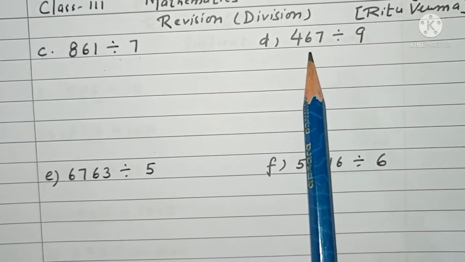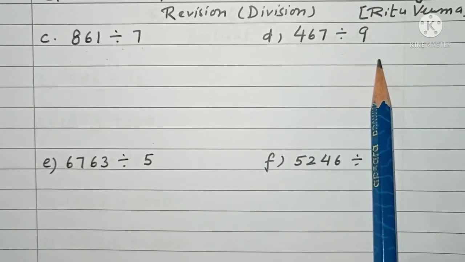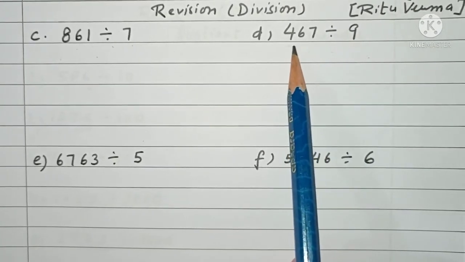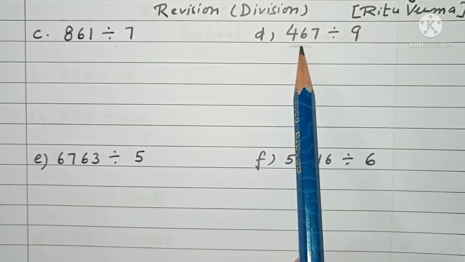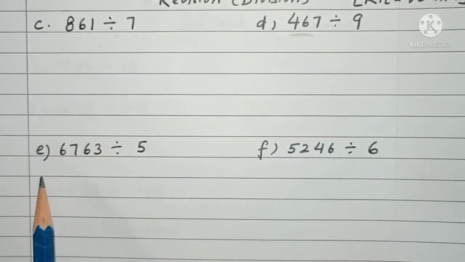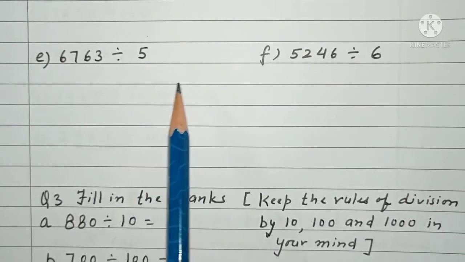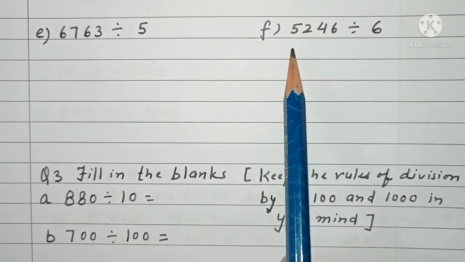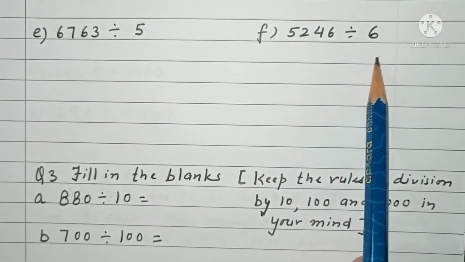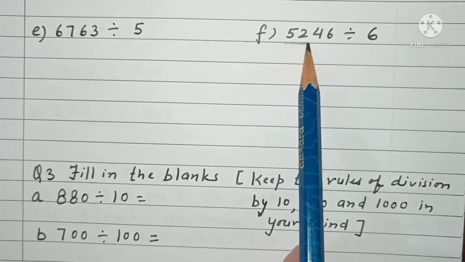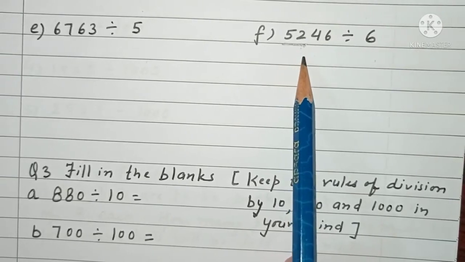And D part is 467 divided by 9. So think, when the divisor is greater than the highest digit of the dividend, you have to join the digits. You have to combine the digits and then solve accordingly. Fine. And in E part, we have 6763 divided by 5. And in the F part, we have 5246 divided by 6. So wherever there is a need of combining the digits, combine and then solve accordingly. Write the quotient as well as the remainder.